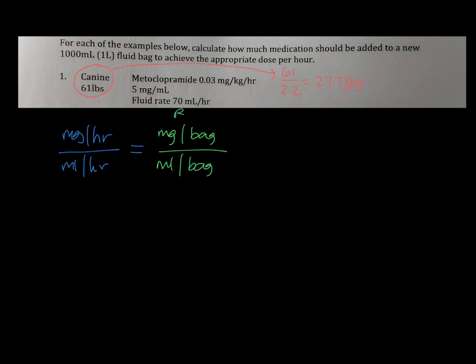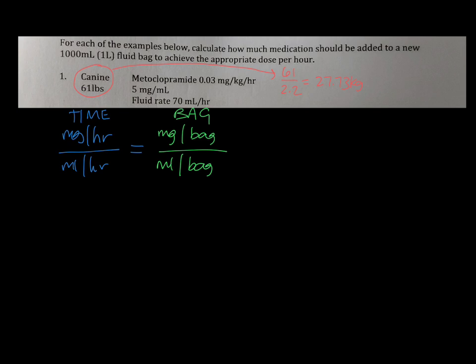So to do a constant rate infusion, I like to do two formulas. One side of the formula is all about time. The other side is all about the bag. So the left side of my formula is going to be milligrams per hour over mLs per hour, and that is going to equal milligrams per bag over mLs per bag. So this is about the bag, and this is about the time.